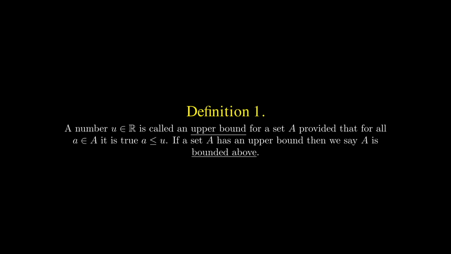A real number u is called an upper bound for a set A, provided that for all a in the set A, it is true that a is less than or equal to u. And if a set A has an upper bound, then we say that A is bounded above.